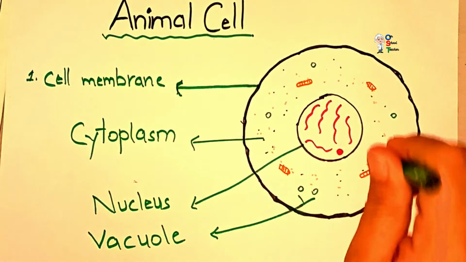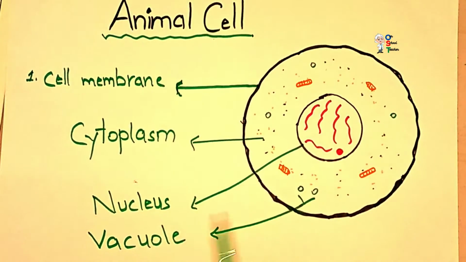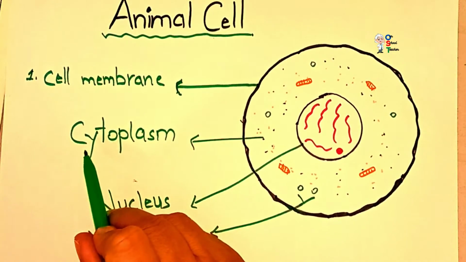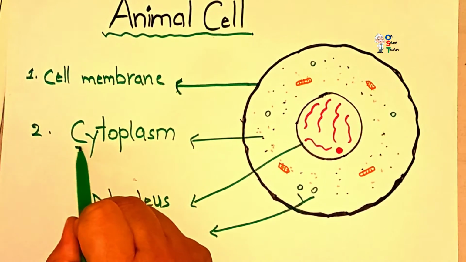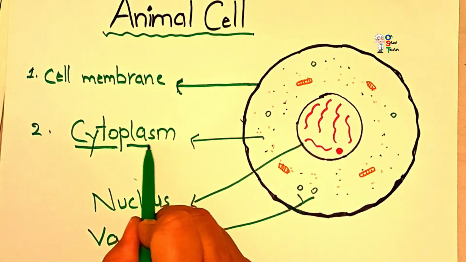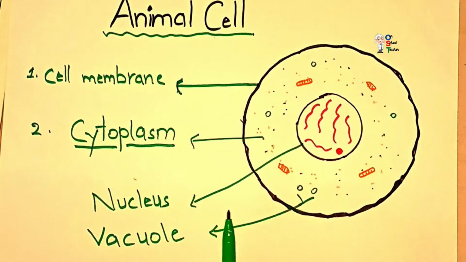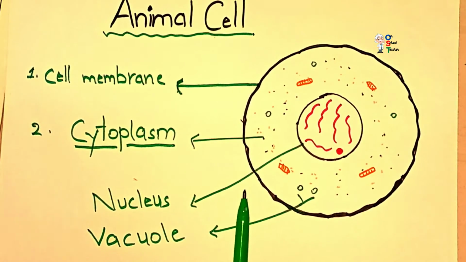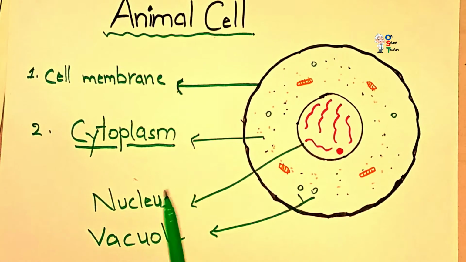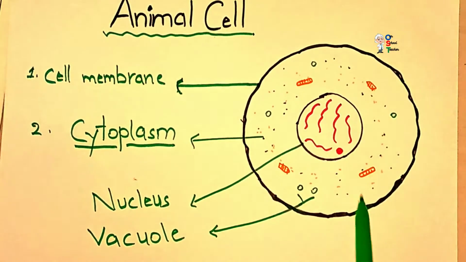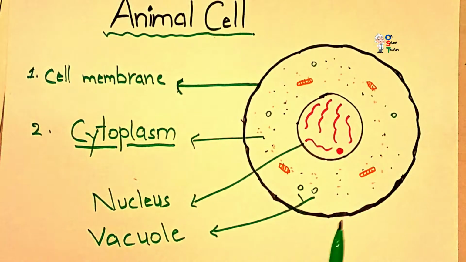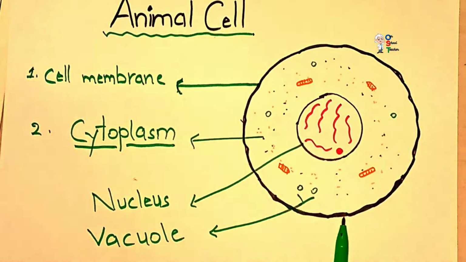Now, the cell is filled with a liquid that is known as cytoplasm. Cyto means cell, plasm means liquid. Cytoplasm is a liquid, or you can say a jelly-like material, because it's not a watery liquid. Its consistency is different. It provides space for the other organelles such as nucleus, vacuole, mitochondria, and other organelles.